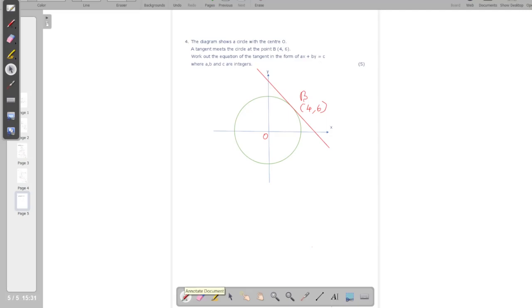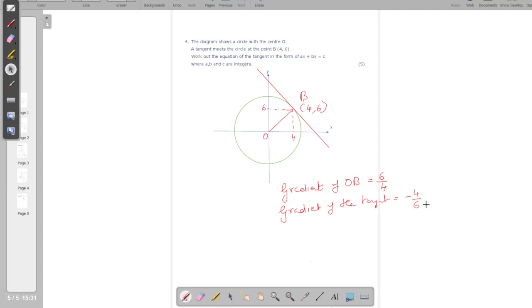Similar to the question that we did earlier, question 3. But we need to do one more extra working on this. So this is 4, this is 6. That's the radius, we're going to find the gradient. Gradient is equal to gradient of OB. OB is 6 over 4. Therefore, the gradient of the tangent is minus 4 over 6.